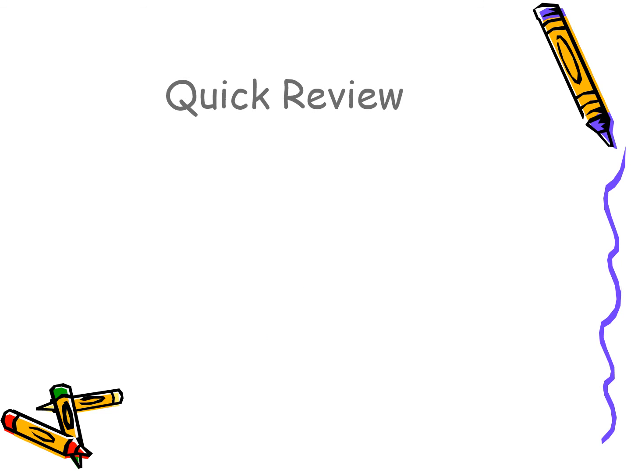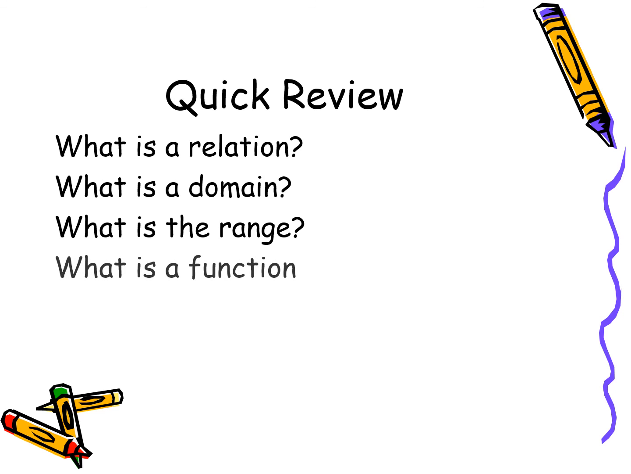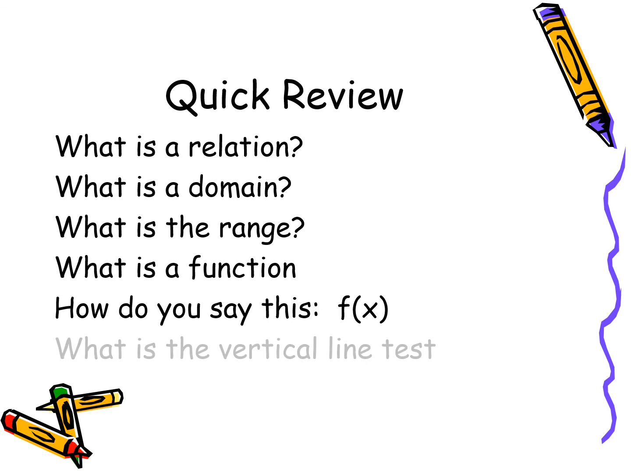So let's just review right quick. What is a relation? A relation is simply a set of ordered pairs. A domain is your x value. The range is the y value. A function is a relation such that for every x there's one and only one y. We say this as f of x. The vertical line test determines whether or not a graph is a function. If a vertical line can touch the graph in 2 places, then it is not a function.